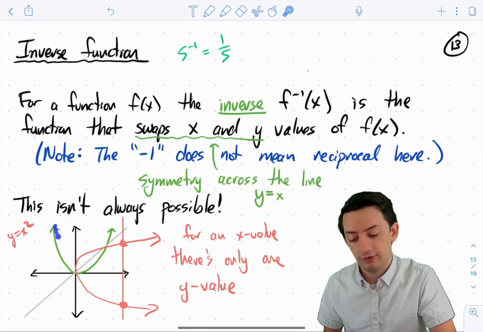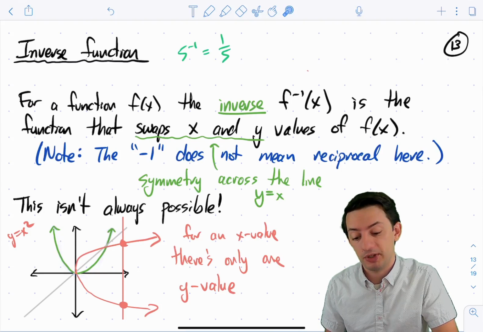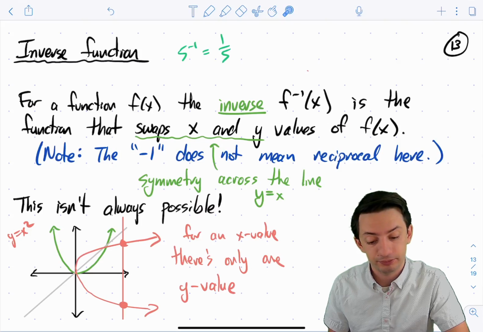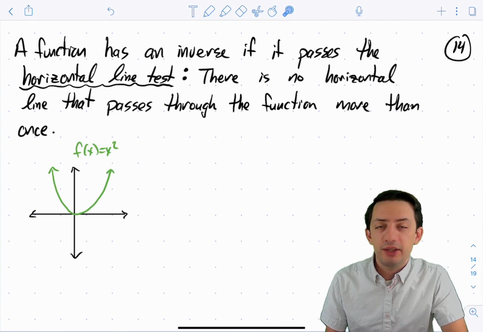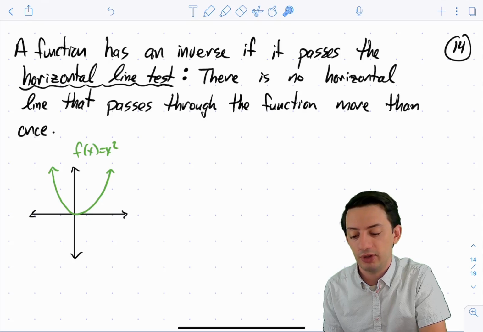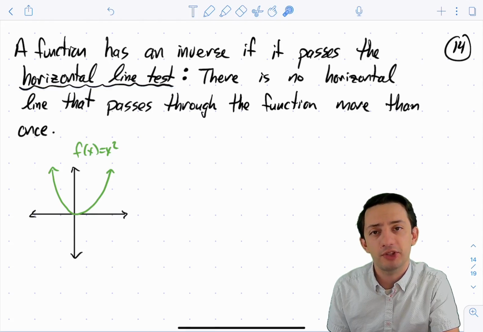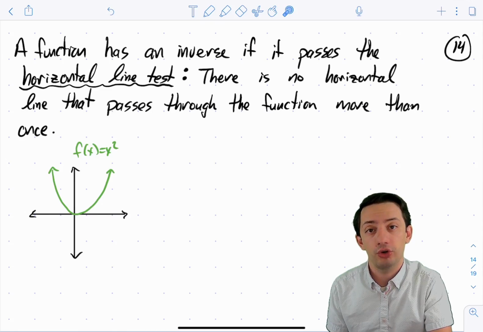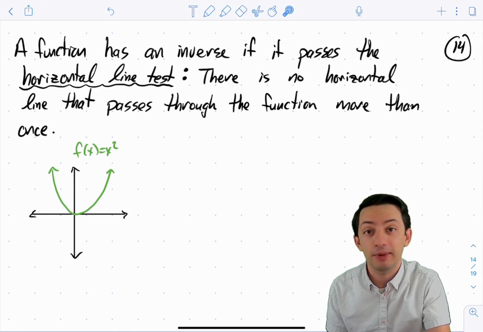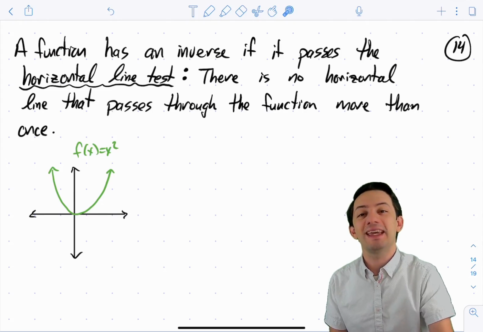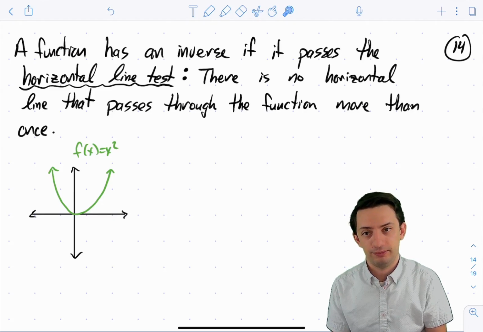This x squared function does not have an inverse because when we try to flip it, the result is not really a function, so we have to be more careful. There's a test that tells us if a function is going to have an inverse, and it's called the horizontal line test. You may have heard about something called the vertical line test. The vertical line test tells you if a curve is a function at all. Nothing about the inverse, just if it's a function. The horizontal line test tells you if the inverse is a function.